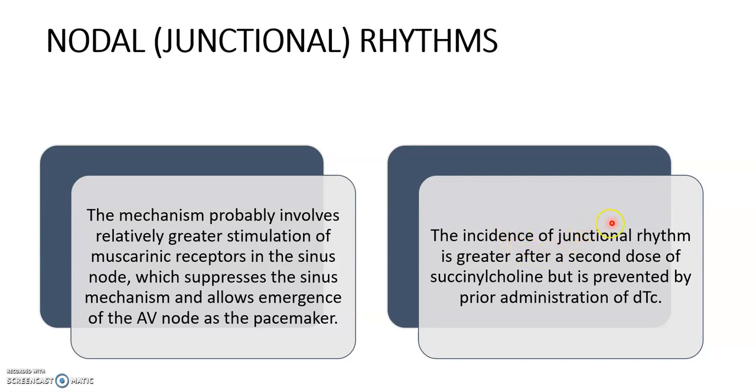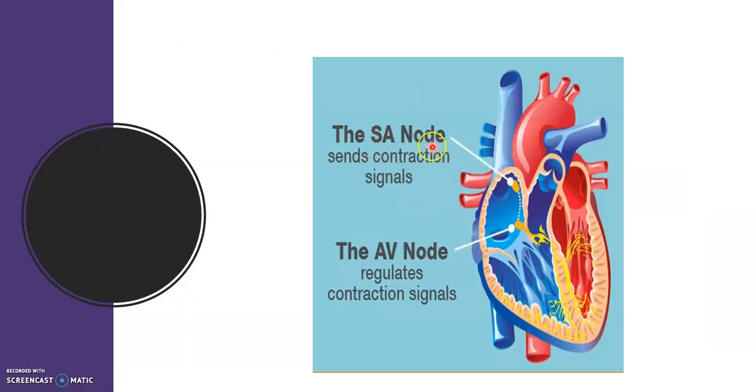This is usually more frequent after a second dose of succinylcholine, but it's prevented by prior administration of DTC. Don't worry too much about these details. Just remember that suxamethonium can cause nodal rhythms. So the SA node sends contraction signals, and then we have the AV node here. Sometimes, in junctional rhythms, the AV node will take over the function of the SA node as the pacemaker of the heart.